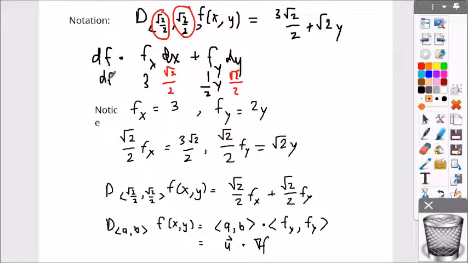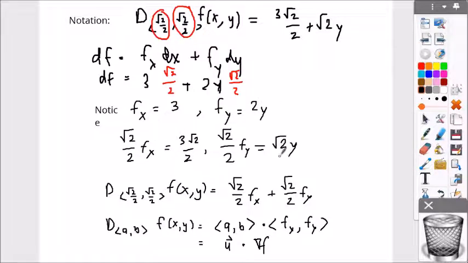You can see that df is equal to 3 times root 2 over 2 plus y times square root 2 over 2. Wait, no, it's not 1/2, I'm sorry, it's 2. It's 2y times root 2 over 2. So f sub x is 3 and f sub y is 2y.